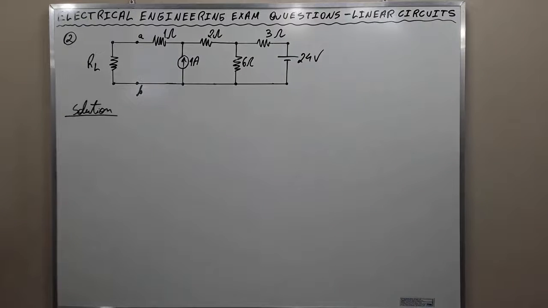The first thing that we need to understand here is that for maximum power transfer, the impedance of the load has to be equal to the complex conjugate of the impedance of the circuit. As we work here with only resistive elements, for maximum power transfer, the resistance of the load has to be equal to the resistance of the circuit. This is our first conclusion.